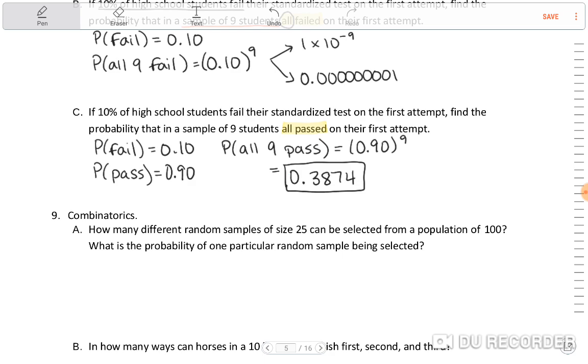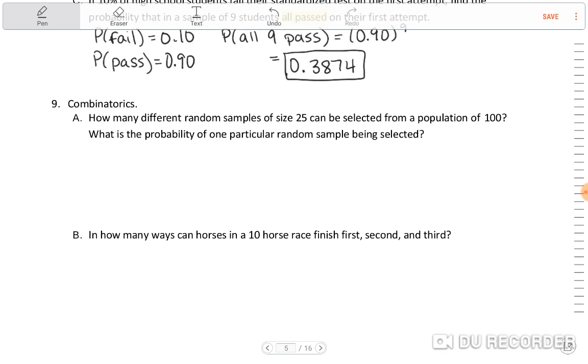Okay, so number 9 is talking about combinatorics. So how many different random samples, this is like our counting methods and stuff. How many different random samples of size 25 can be selected from a population of 100? What is the probability of one particular random sample being selected? So, how many different random samples of size 25 can be selected from a population of 100?